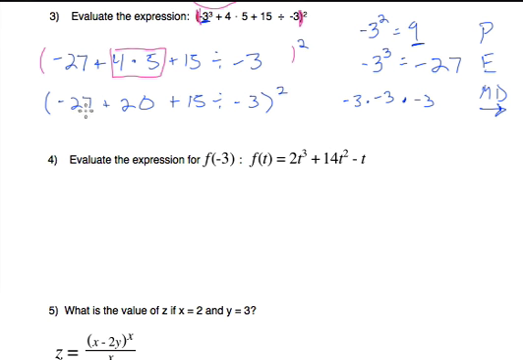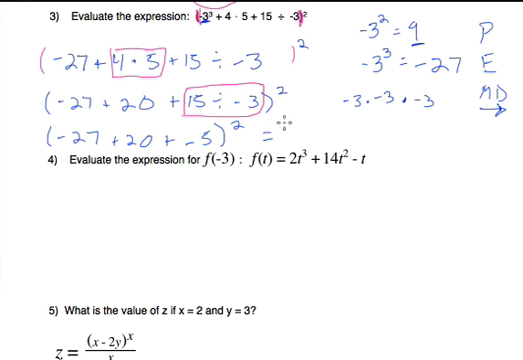Next step, I'm still on multiplication and division from left to right. I see an addition sign, don't care about it. Another addition sign, don't care about it. I see a division sign, I do care about that, so I'm going to evaluate that next. And then I simplify even further: negative 27 plus 20 plus, and what's 15 divided by negative 3? That's going to be negative 5. And then we're going to square that.